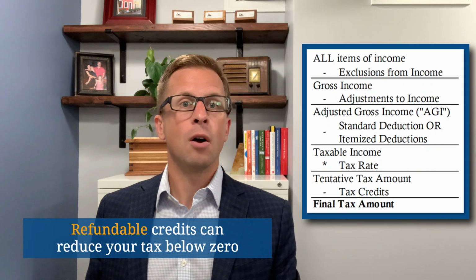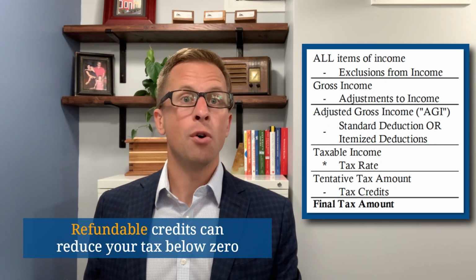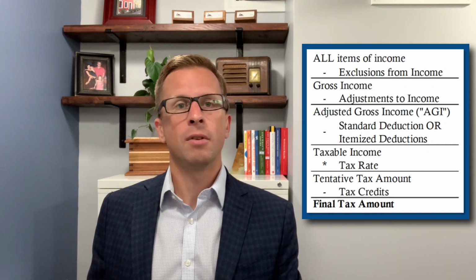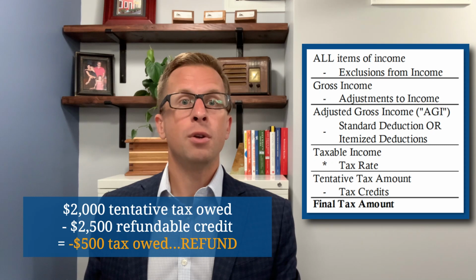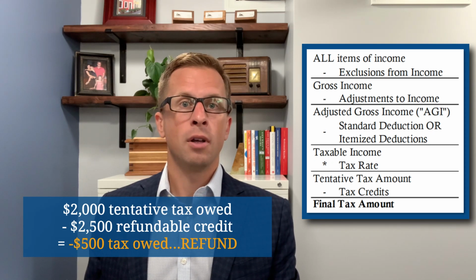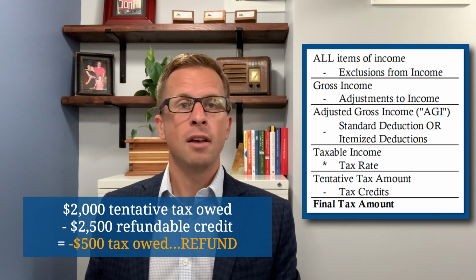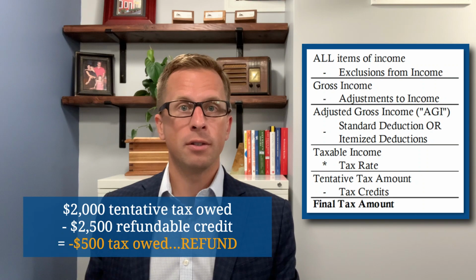Refundable tax credits not only reduce the amount of tax you'd otherwise owe, but they can actually reduce your tax owed to a negative number, which essentially means the IRS will pay you. For example, assume you have a $2,000 tentative tax amount owed, but then you have $2,500 of refundable tax credits. Not only will you not owe any taxes, but the government will actually pay you $500.